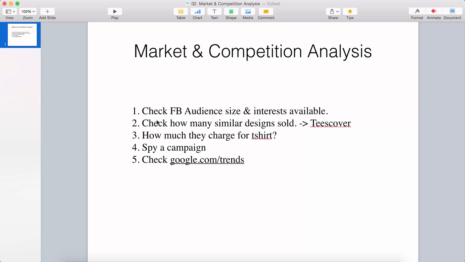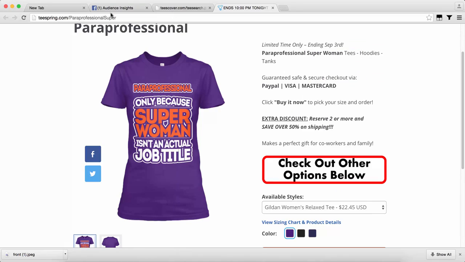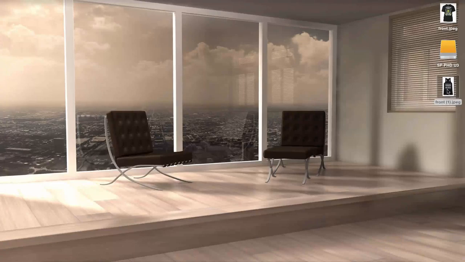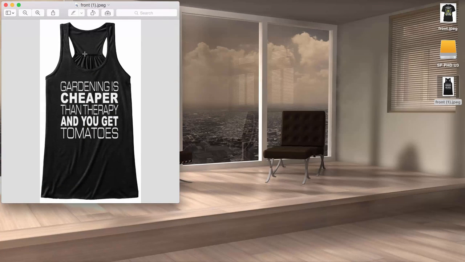All right, so we have discussed point 1, point 2, point 3. So now number 4 is how to spy a campaign. So I will show you what I do to spy a campaign, and why I do it. So let's take this example. Several weeks ago, when I was looking for a niche on Pinterest, I came across this design. I think it was interesting.